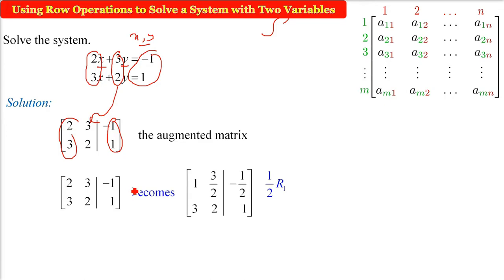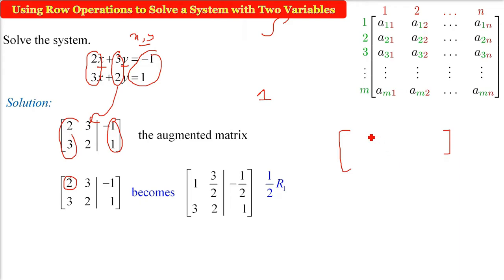First thing is, we have to make the leading term of the first row 1. Why? You'll just see why. Because we are going to form the echelon form. So the first leading term of the first row has to be 1. How to make 2 into 1? Multiply it by 1 by 2.